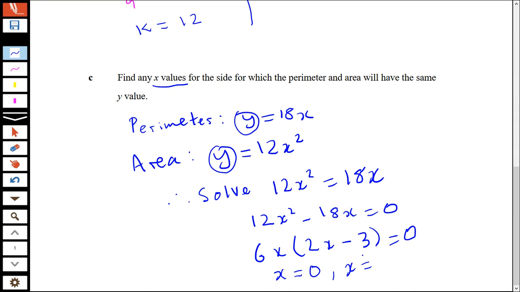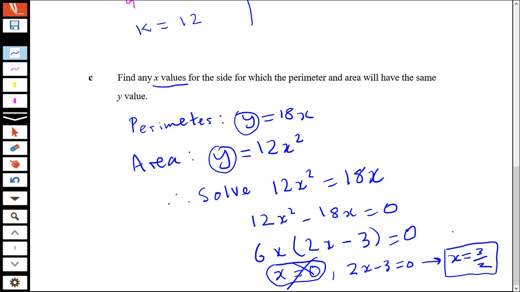I guess if you're going to do the working out for that, you would say 2x minus 3 equals 0, and if you work that through, you're going to get x equals 3 on 2. Now, this solution is trivial. It's actually not going to be included because if we have a side of length 0, then you don't actually have any shape there at all. So that's not going to be the answer. This will be the answer. x equals 3/2 or 1.5.